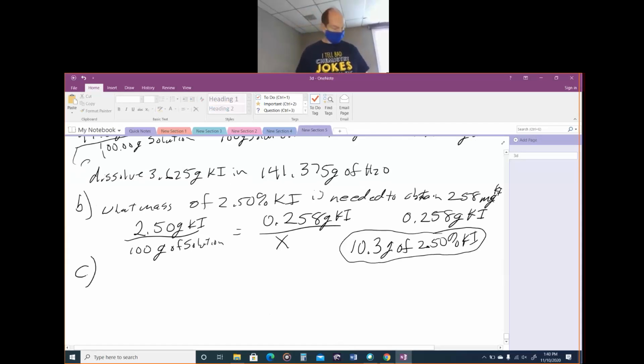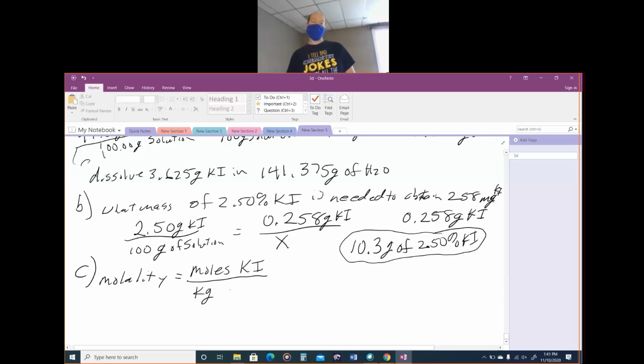Part C. Calculate the molality of 2.50% KI. All right, so this could be an extremely hard question because, well, it's impossible if you don't know the units. You must know the specific units for molality. If you know them, then the problem is much, much easier. This is moles of solute. In this case, solute is KI, divided by kilograms of solvent. In this case, the solvent is water.